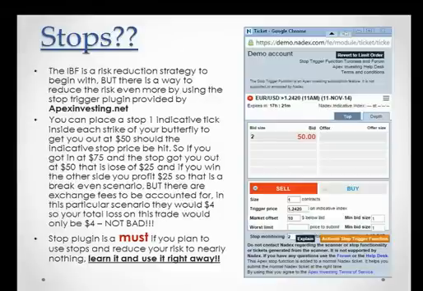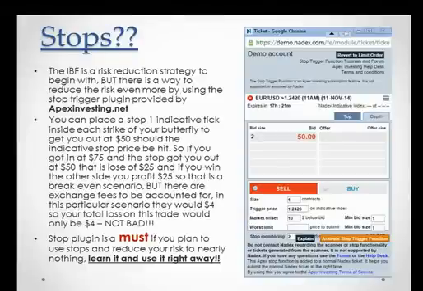Okay, this is the stop trigger plugin. If you're familiar with Nadex, the ticket looks a little bit different here on the right. This is the stop trigger plugin that has been developed by ApexInvesting.net, and is an absolute game changer if you're trading over there at Nadex. The Iron Butterfly is a risk reduction strategy to begin with, but there is a way to reduce the risk even more by using the stop trigger plugin. You can place a stop one indicative tick inside each strike of your butterfly to get you out around $50 if the indicative stop price is hit.